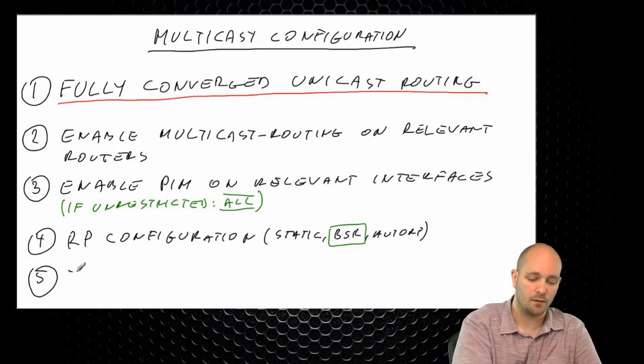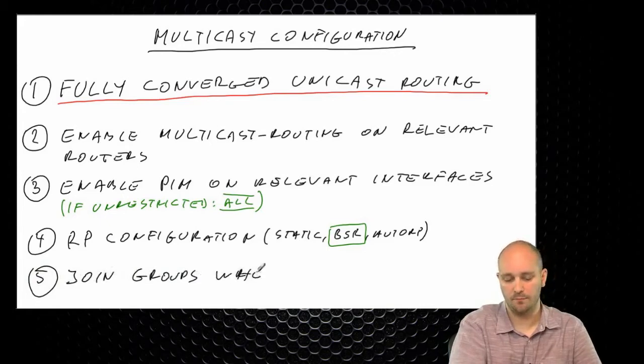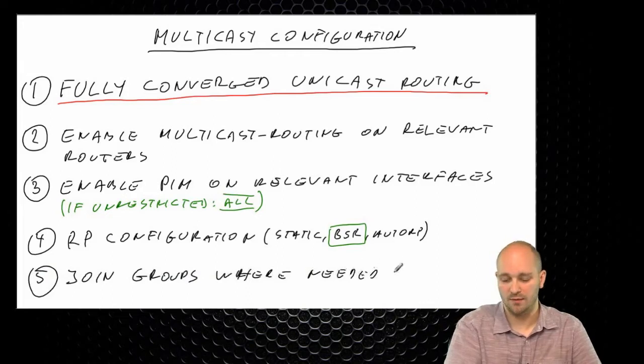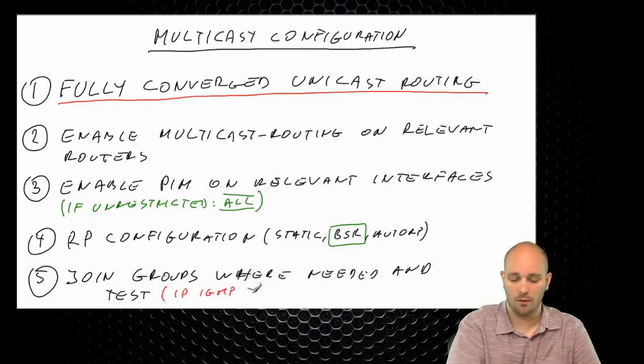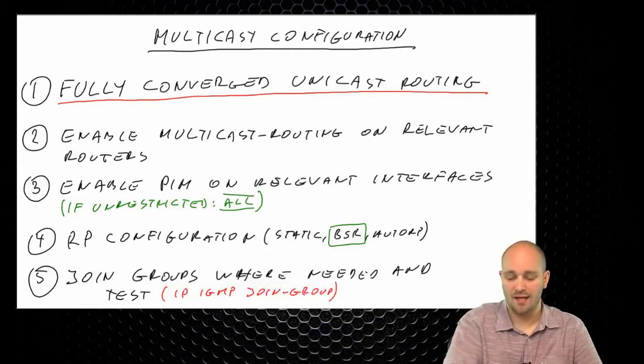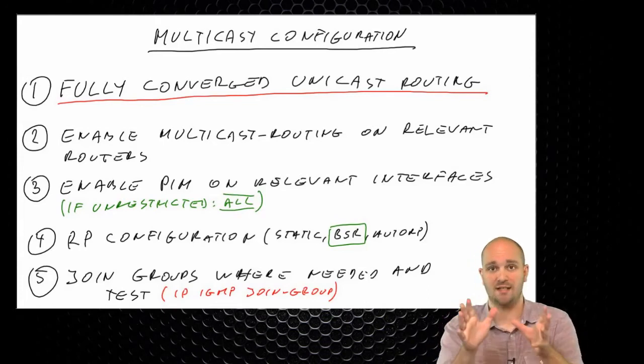Finally, join groups where needed. And test. And here I'm going to write in red that we are talking about IP IGMP join group. So this is the command that you will need to do. So these are the steps and the prerequisites for multicast configuration.